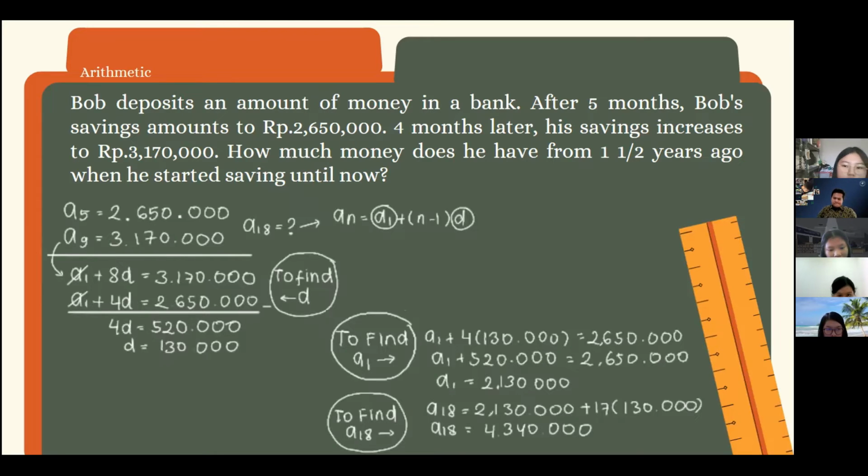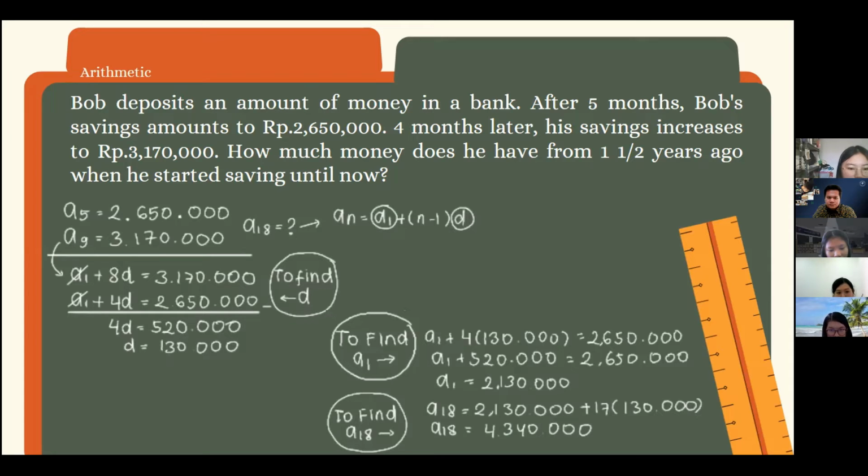We know that after 5 months, Bob has 2,650,000 rupiah, so we put A5 equals 2,650,000 rupiah. Then 4 months later, we need A9, since 5 plus 4 equals 9. So A9 equals 3,170,000 rupiah. We want to find the total money after 1.5 years, and 1.5 years equals 18 months. So we can do elimination, but we have to put it in an equation first.